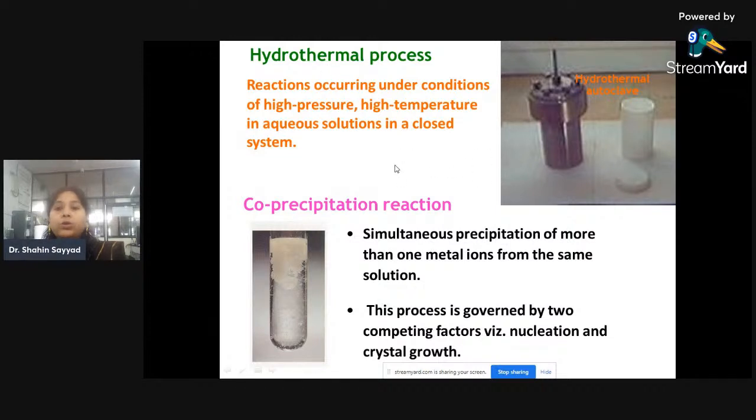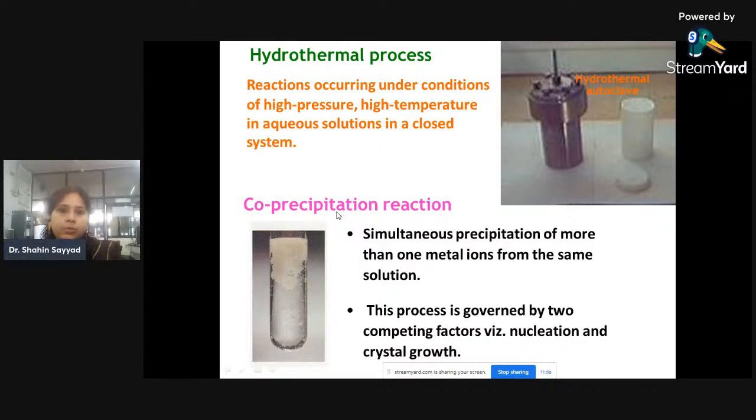If you dissolve it in a particular solvent, then it is a solvothermal process. You are always listening to two terms, hydrothermal method and solvothermal method. So the difference is that if you are using a particular solvent to dissolve the precursor, then it is a solvothermal process. If you are using water to dissolve the precursor, then it is a hydrothermal process.